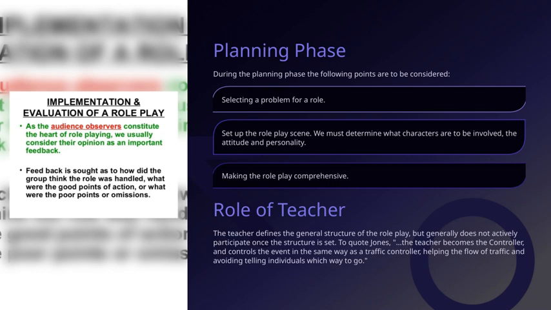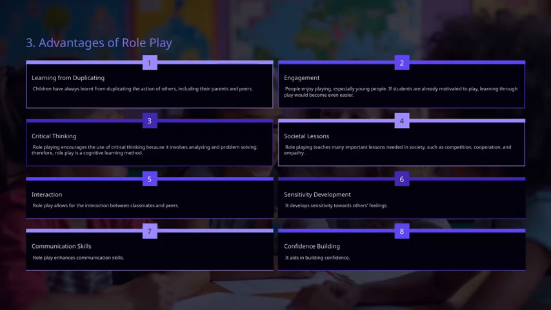So the key points here are to carefully choose the problem, set up the scene with clear characters and attitudes, make it thorough, and remember that the teacher's role is to facilitate, not dominate. All of these steps are vital to creating an effective, engaging role play that aligns with our overall teaching goals. Now, let's explore the advantages of role play and how it supports effective learning.